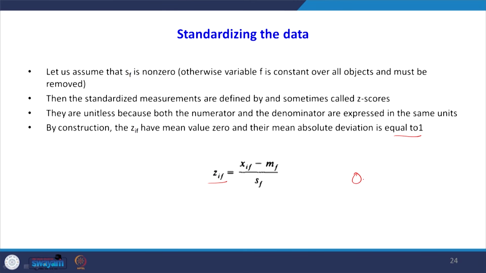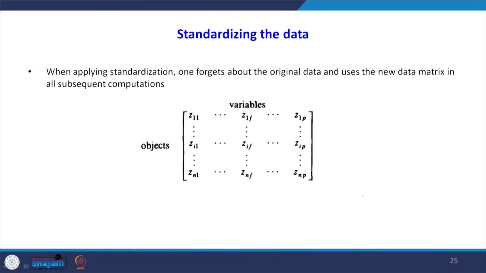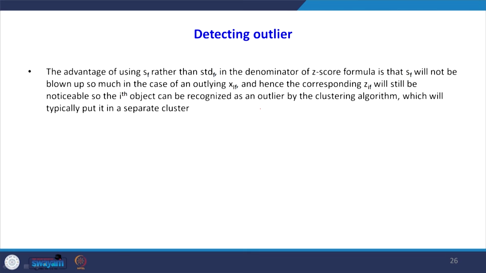So, the property of this standardized data is that the mean should be 0 and the deviation should be 1. When applying standardization, one forgets about the original data and uses the new data matrix for all subsequent computations. Initially in rows there were objects, in columns there were variables, there was x_if. After standardization that will become z_11, z_12 up to z_1p. Now, this standardized data will be taken for further analysis.